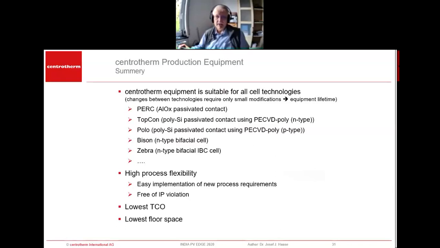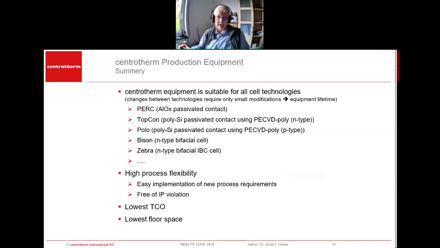The standard processes are PERC with aluminium oxide, TOPCon with polysilicon, with LPCVD poly on N-type, POLO, also polysilicon passivated contact, using, this is a misprint, LPCVD polysilicon on P-type. Then we have the Bison N-type bifacial cell and Zebra, an N-type bifacial IBC cell. And there are a lot of other modifications of these processes around.